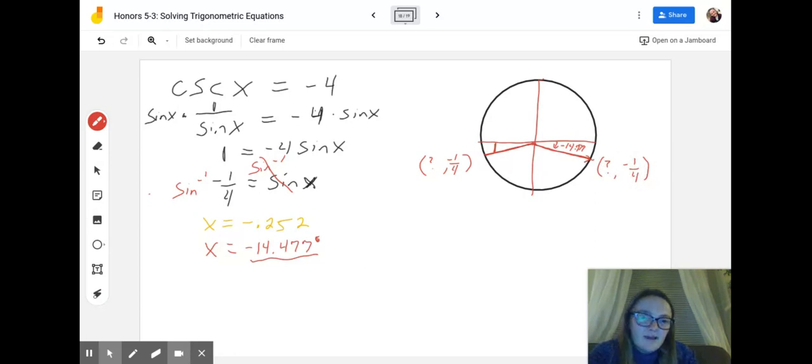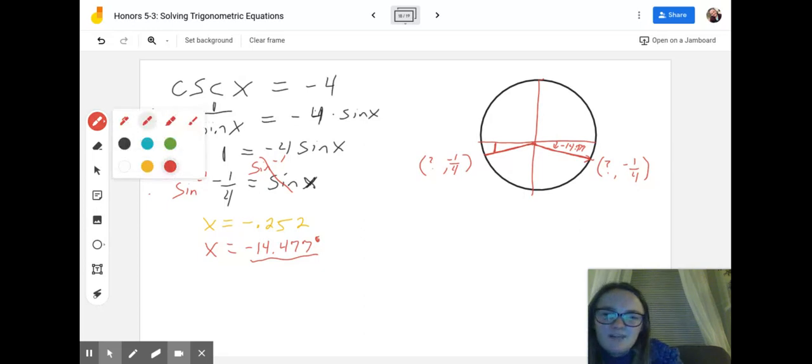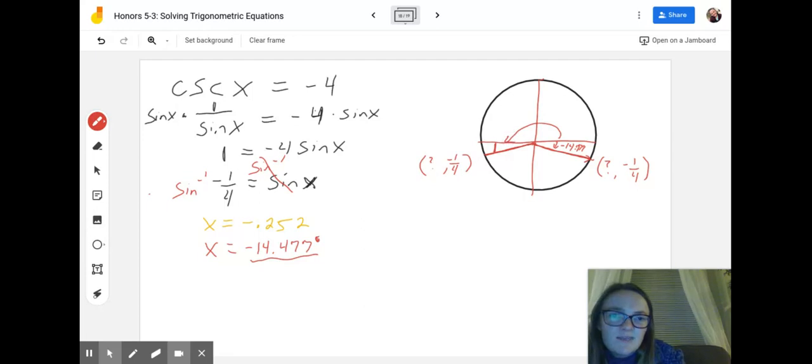All right, so to find the other angle, there's a lot of ways I could do this, but the first thing that I see is that I go all the way 180 degrees, and then I go an additional 14.477. So I'm going to do 180 plus 14.477. And so I'm going to get 194.477 degrees, which makes sense. It should be slightly over 180.